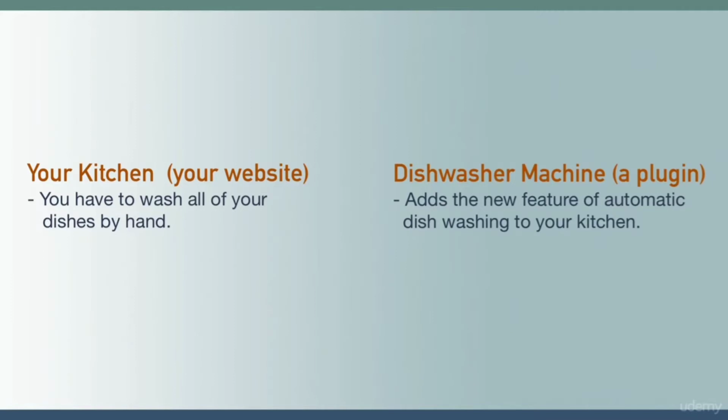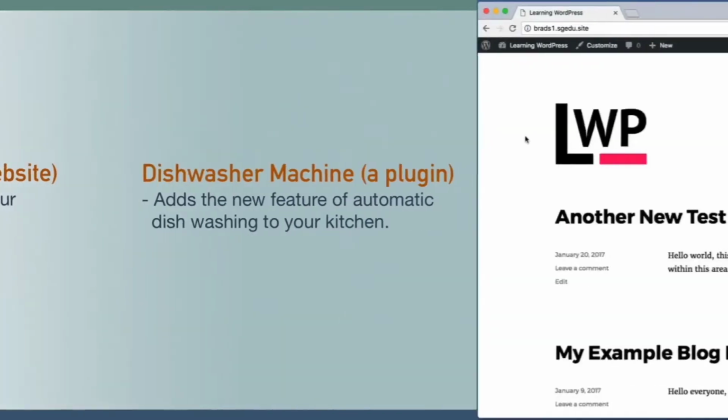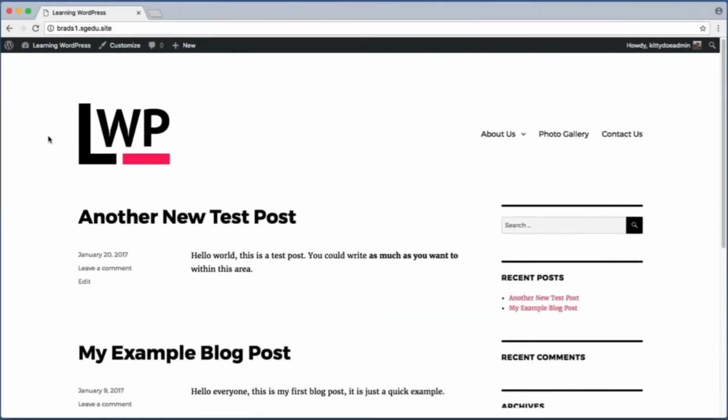The same is true with WordPress. When we want WordPress to be able to do something new that it previously could not do, we just install a plugin. There are thousands of plugins to choose from that can add all sorts of new features. For example, in this lesson, why don't we use plugins to improve our photo galleries?